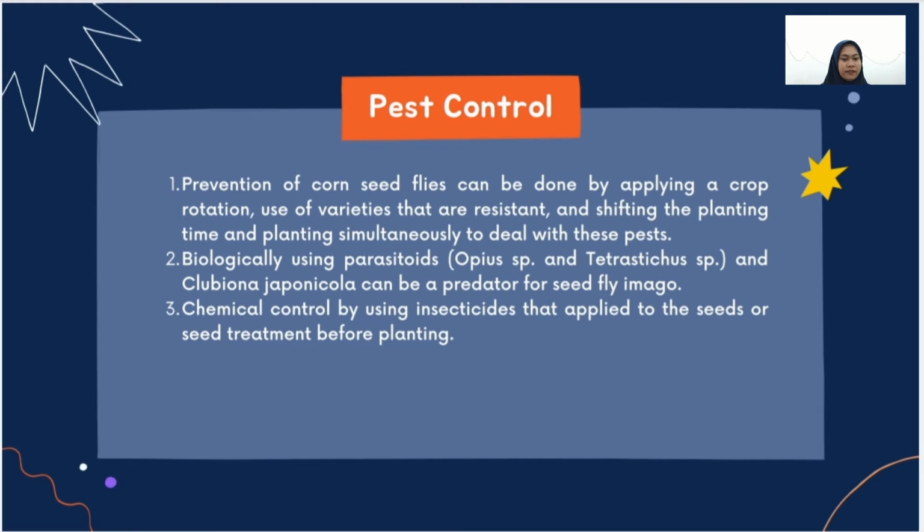For control, first there is prevention of corn seed flies by applying crop rotation, use of resistant varieties, and shifting the planting time and planting simultaneously. Second, there is biological control using parasitoids like Opius sp. and Gronotoma japonicola as a predator for seed fly imago. The last one is chemical control by using insecticide applied to the seed, or seed treatment before planting.